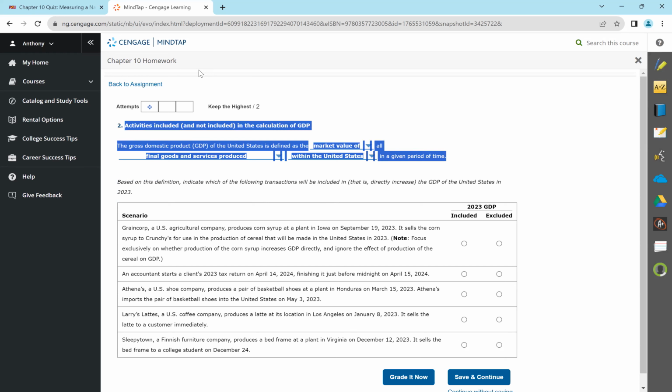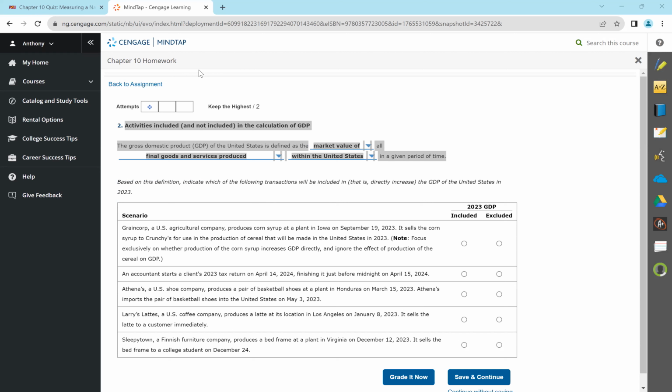Let me double check these words. Market value of, where is it? Okay, not really sure. That looks okay to me. So you got to keep in mind, basically, is it done in the United States, and was it done in that period of time?